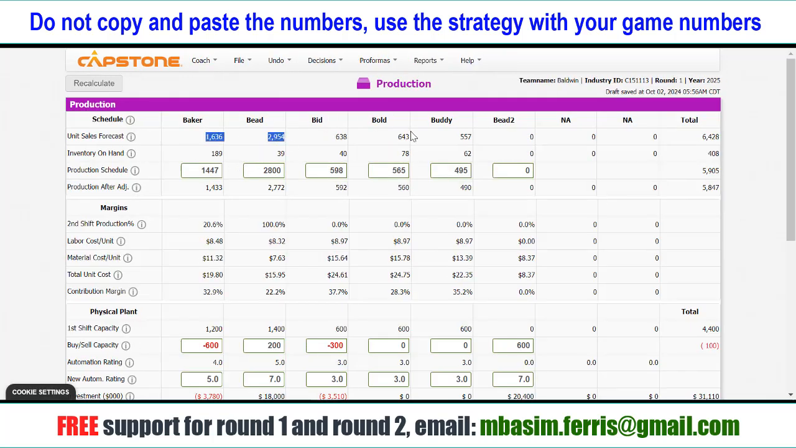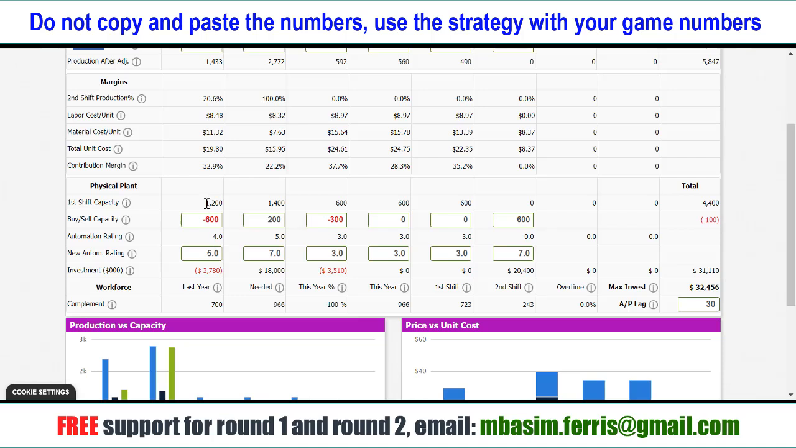Based on the sales forecast, here we have the inventory, and then we calculate the production schedule, adjust the capacity, sell the surplus here, sell the surplus for number 1, number 3 product, traditional and high end, and update number 2 product with buy more capacity for low end. The other we can do that later. And also we update automation here to 5 and 7 and for the new product, right?